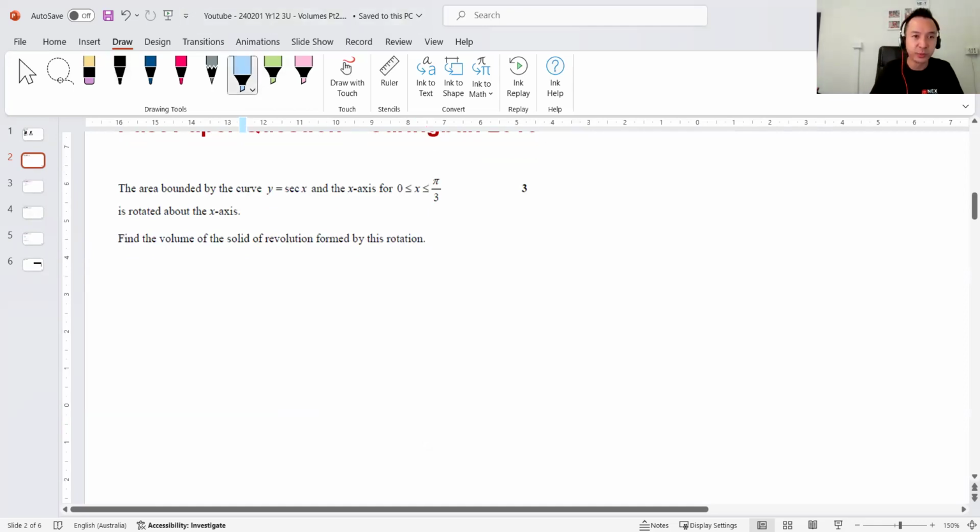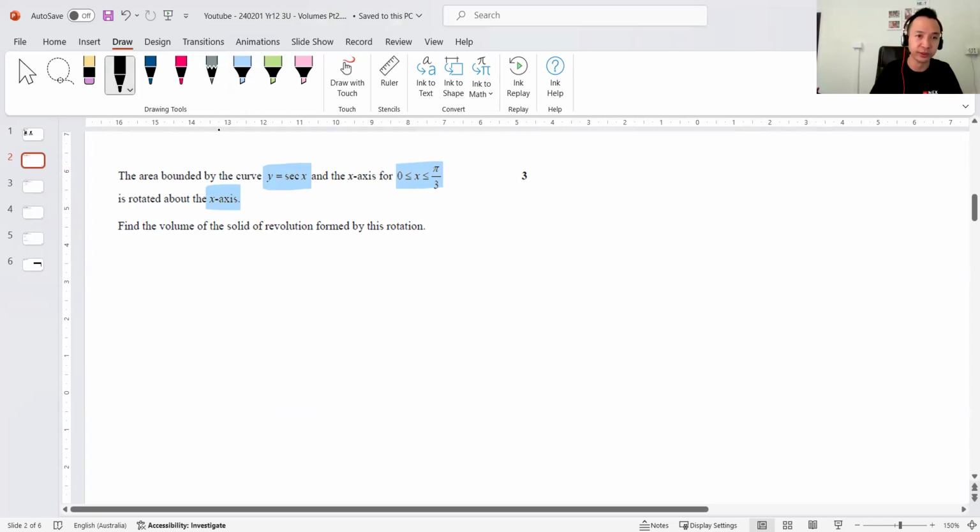So in this question, the area bound by the curve y equals a sec x, which is the reciprocal of cos, between the limits of 0 and pi on 3, is rotated about the x-axis through 360 degrees. Find the volume of the solid formed by the rotation. Not that you need to, but it'll really help you if you draw a diagram.